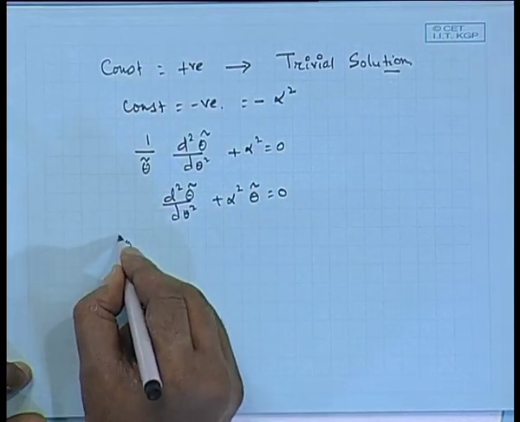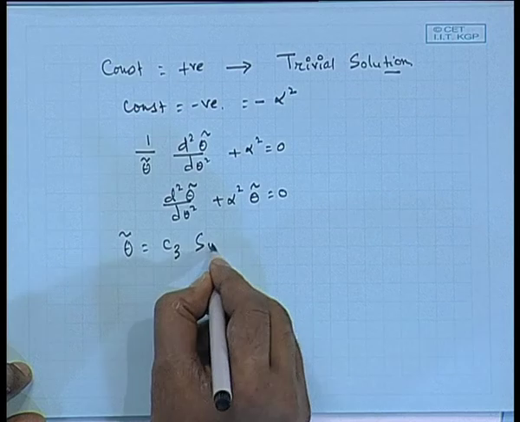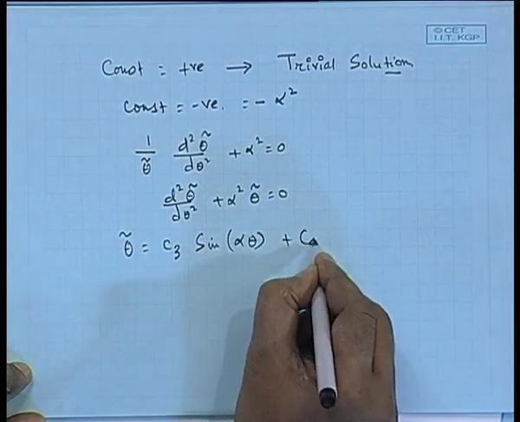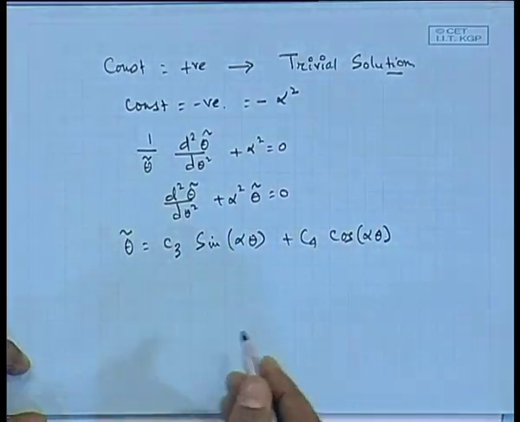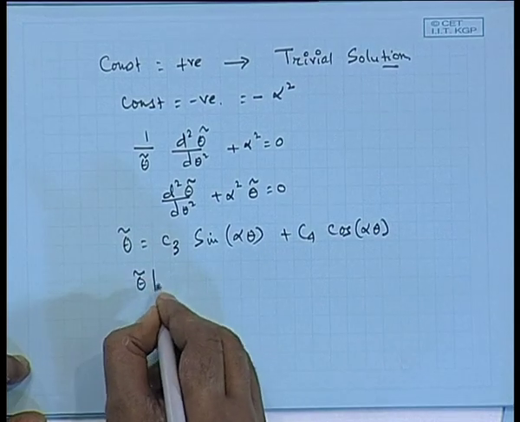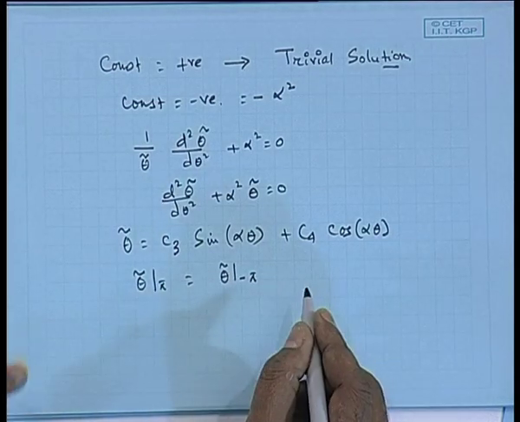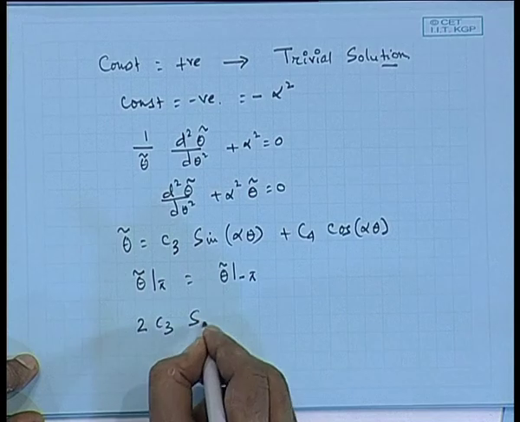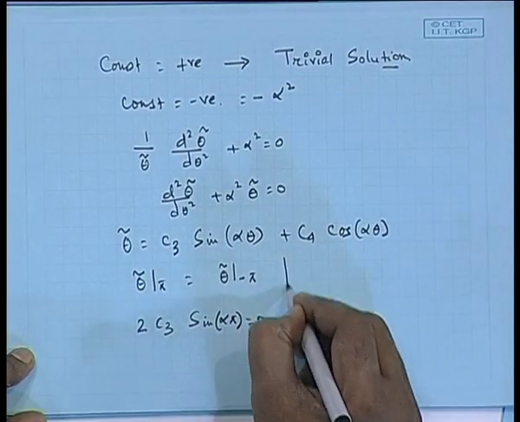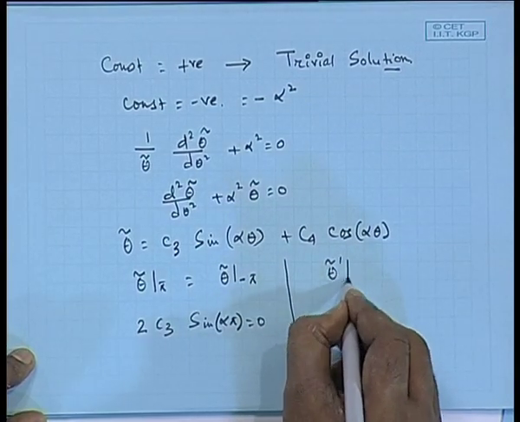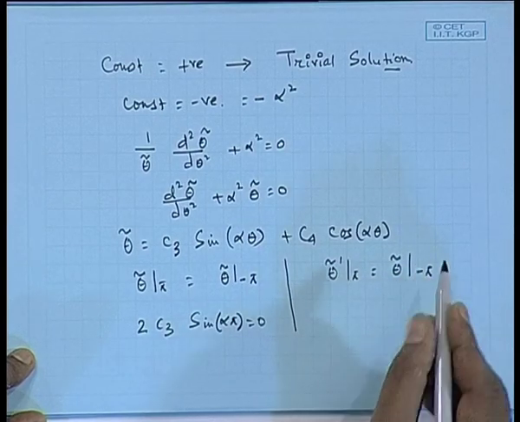So, what is the solution? The solution is, let us say, C3 sin alpha theta plus C4 cosine alpha theta, right. Now, use the boundary condition that theta hat at pi is equal to theta hat at minus pi. If you do that, what you will get is 2 C3 sin alpha pi is equal to 0. Use the other boundary condition, that is theta hat prime at pi is equal to theta hat prime at minus pi. Okay. So, what will you get?